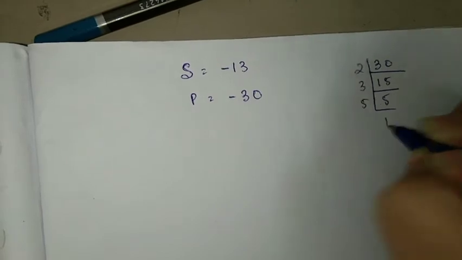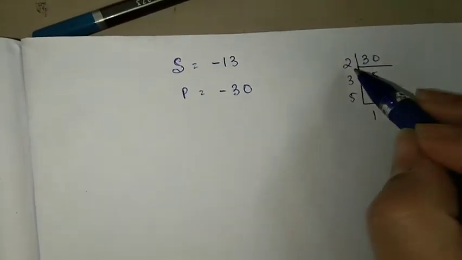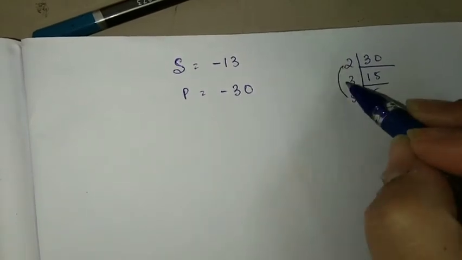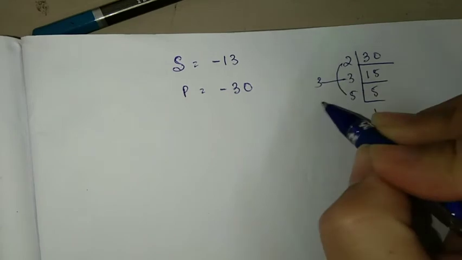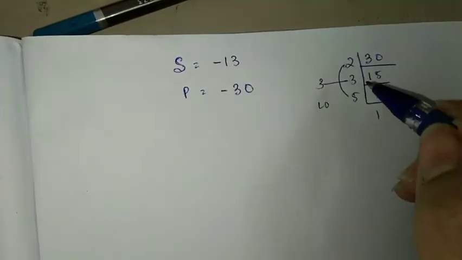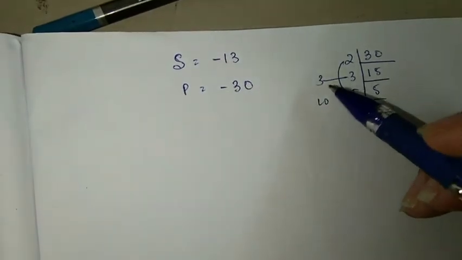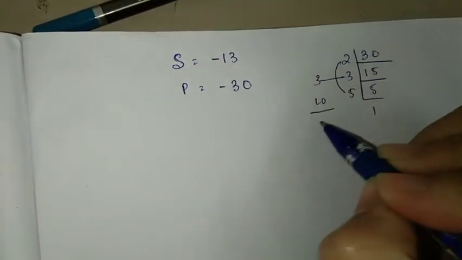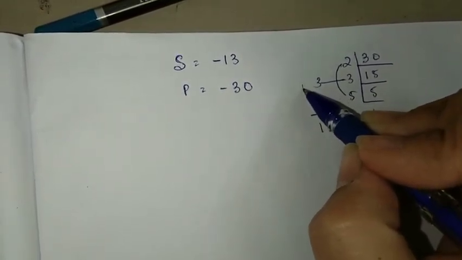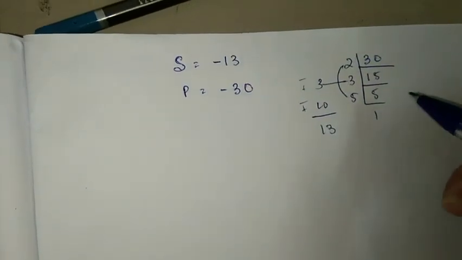you have 2, 3, and 5, okay? Now, which combination will give you the correct answer? Suppose, let's see, 2 and 5, so 10, and then 3. 3 and 10 is 13. Okay, we have to add the two numbers, which means both of them should either be plus or minus.